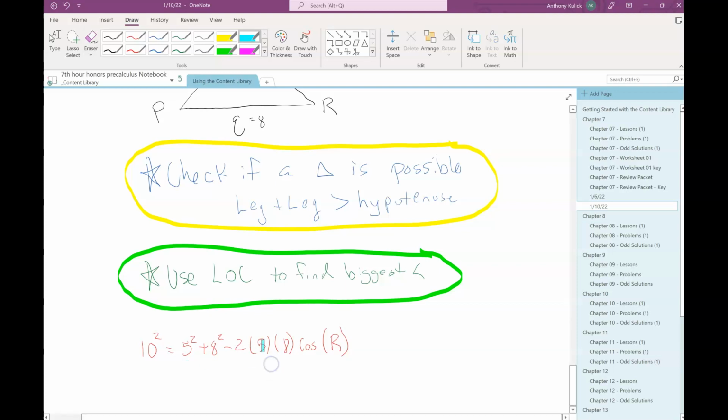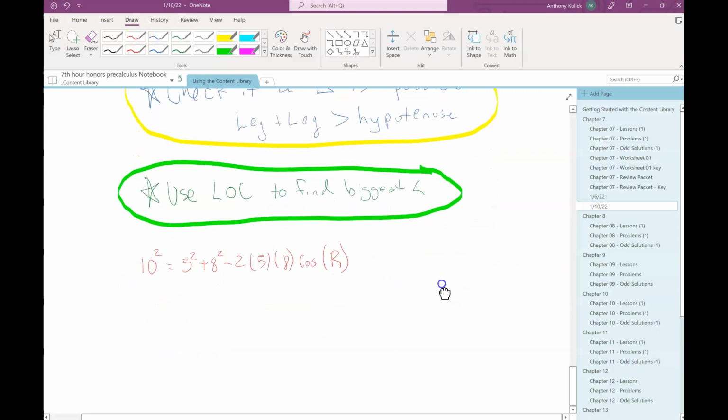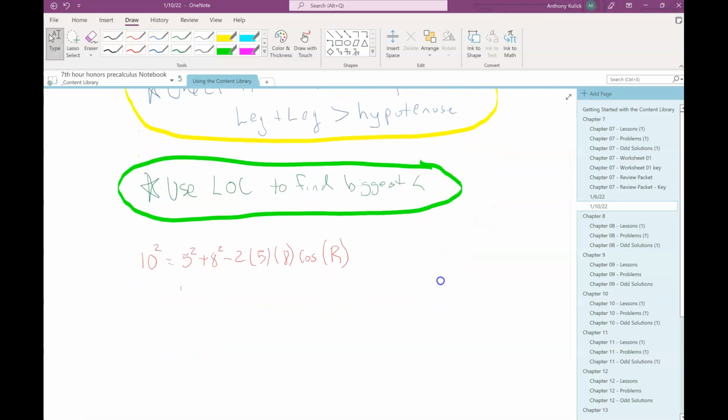I would, again, encourage you not to do any intermediate calculation. I'm just going to move everything to one side and then type it all into my calculator and let the calculator handle the order of operations for me. So I'm going to start by subtracting 5 squared from both sides and subtracting 8 squared from both sides.